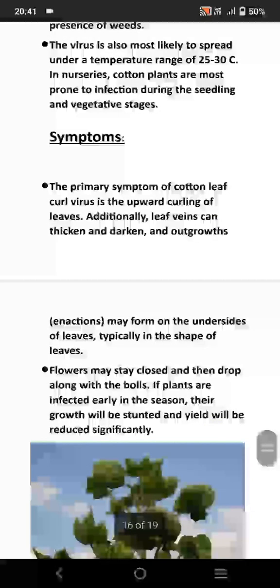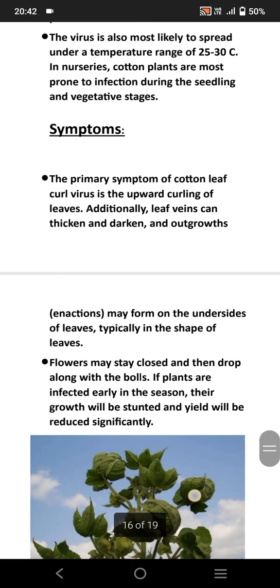Symptoms of cotton leaf curl virus. The primary symptom of cotton leaf curl virus is the upward curling of leaves. Additionally, leaf veins can thicken and darken, and outgrowths, enations, may form on the undersides of leaves, typically in the shape of leaves. Flowers may stay closed and then drop along with the bolls. If plants are infected early in the season, their growth will be stunted and yield will be reduced significantly.